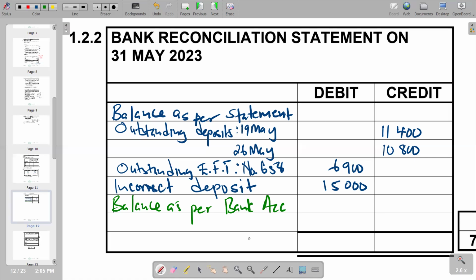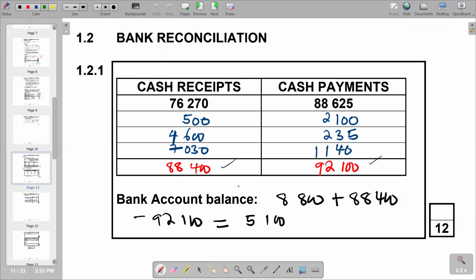But we know that this balance should be the same as the balance from the first part, the calculation of the bank account balance. So we've got 5,100. It's a positive, and we know that if it's a positive, it will be a debit balance in the cash book. A debit balance in the cash book is the same as a credit balance on the bank statement. So in other words, if you go to the bank statement, it will now be a credit balance. So we have got a credit balance.